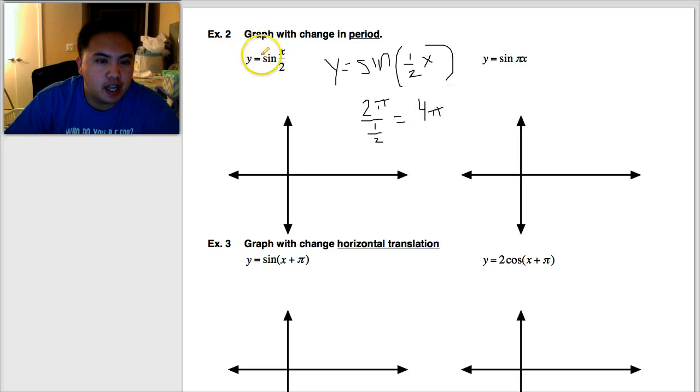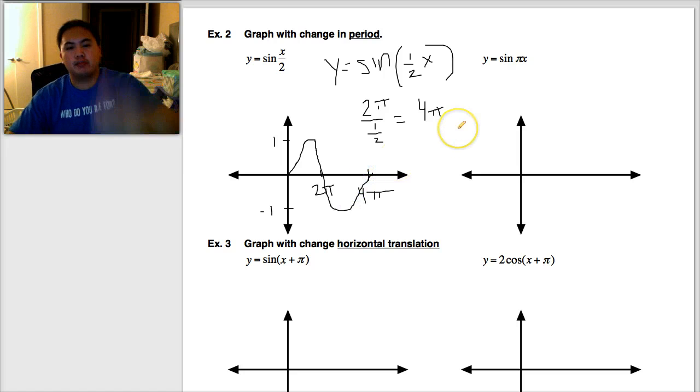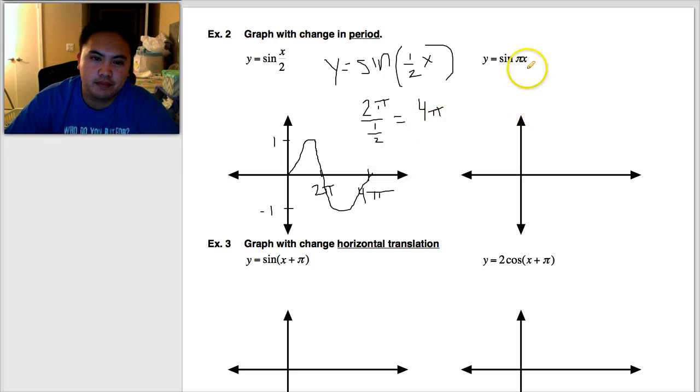My amplitude has not changed. My amplitude is 1, and I don't have any numbers out here. So my new period is 4 pi, which means my halfway point is 2 pi. My amplitude is 1. And because it's sine, I start at 0, 0. So my graph looks like that. And it'll probably look prettier. I'm doing this on a mouse, so it's not as great.